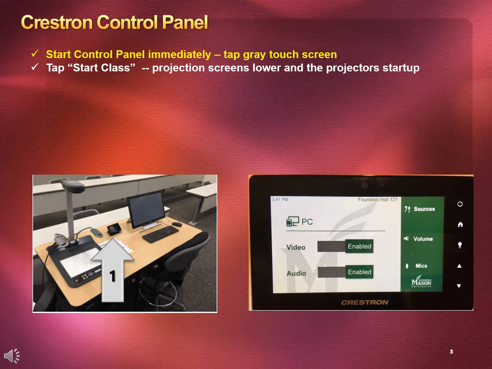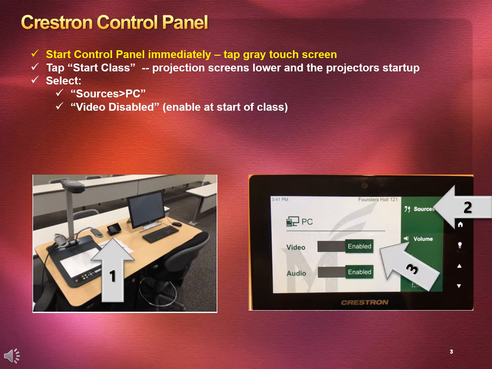Tap the sources icon and ensure PC is selected, arrow 2. Enable video icon. The Crestron control panel is the same device you use to enable video and audio icons located below the sources icon, if necessary. To temporarily disable screen projection, tap on Video Enabled Selector, arrow 3. Disabling is useful when going through setup so as not to distract arriving class members.